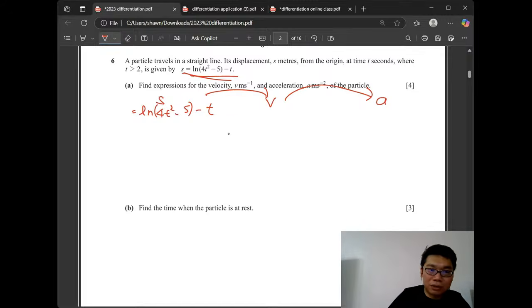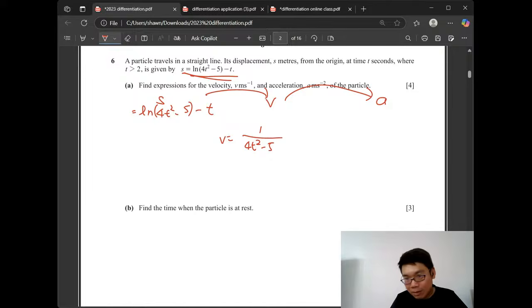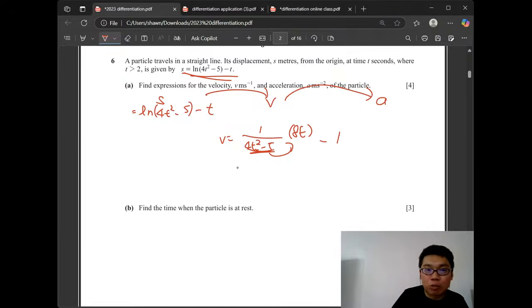Very easy. V is just the differentiation of this. So it is 1 over 4t squared minus 5. We throw the whole baby down and then we differentiate the baby and times it. Make sure it's times it. So it's times 8t. Minus t will become minus 1. Okay, so like this, you gain 2 marks.